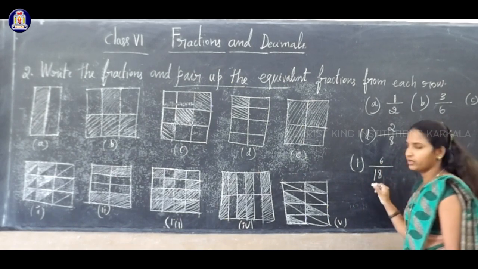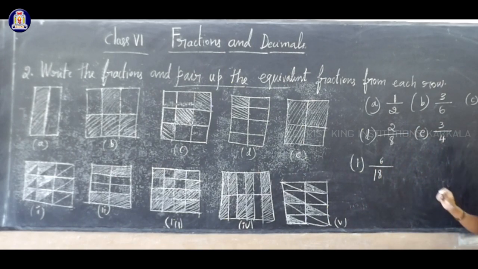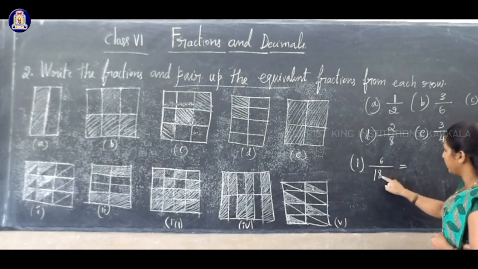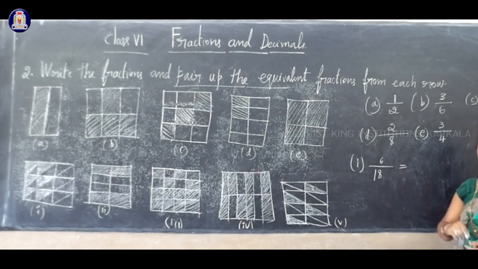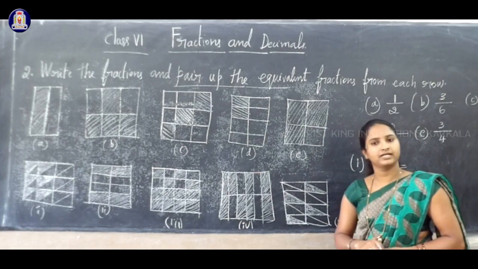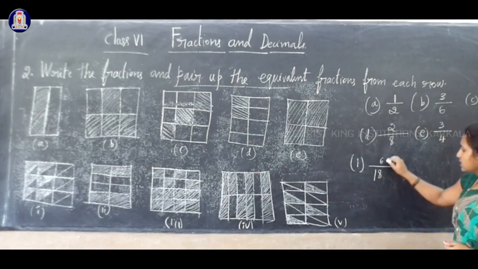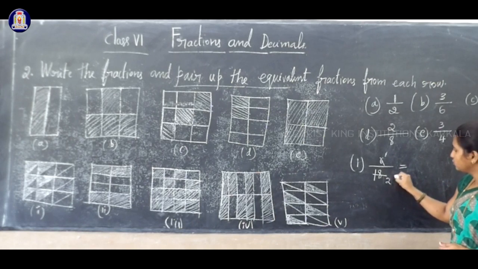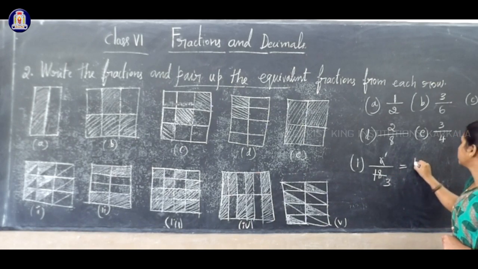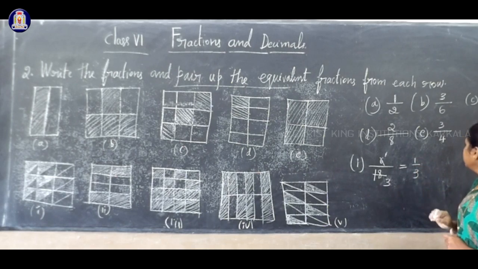So if you want, you can simplify this 6 by 18. Which table divides both 6 and 18? That is the 6 table, right? 6 ones are 6, 6 threes are 18. The answer is 1 by 3.